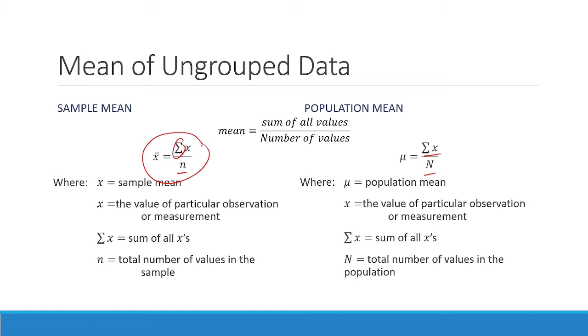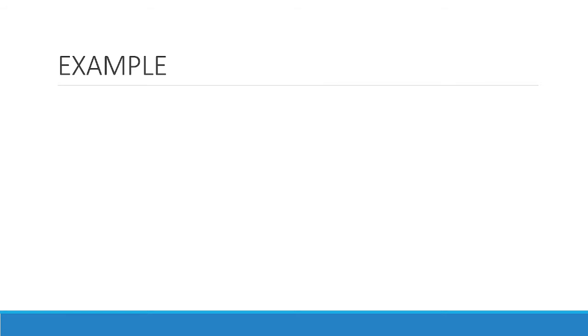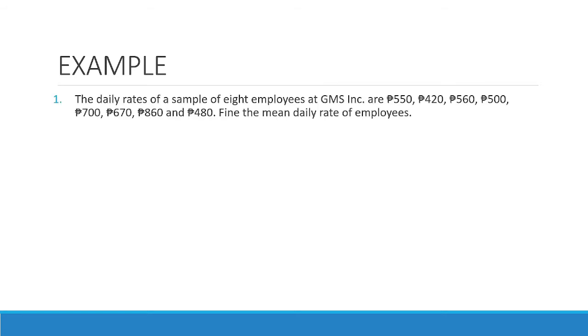So as we can see here, meron tayong example dito. So for example, the daily rates of a sample of 8 employees in GMS Incorporated are 550 pesos, 420 pesos, 560 pesos, 500 pesos, 700 pesos, 670 pesos, 860 pesos, and 480 pesos. Find the mean daily rate of employees.